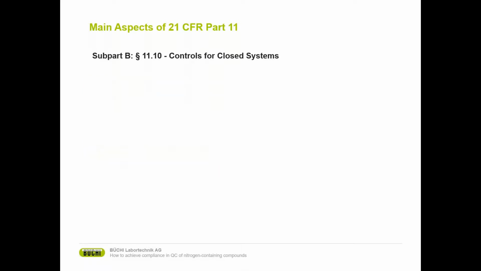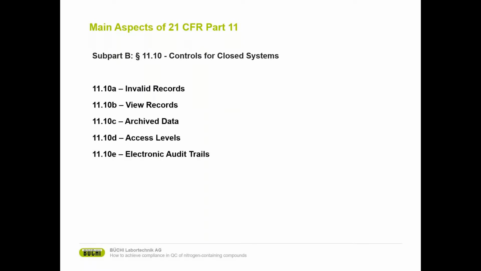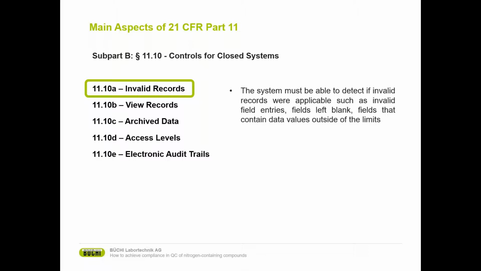And let's have a look at subpart B, 11.10. This section is about controls for closed systems. And first of all, the invalid records, which is a good start to begin with. The system must be able to detect if invalid records were applicable, such as invalid field entries, fields left blank, fields that contain data values outside of the limits. Also, the system must be able to detect if the record was altered since its last approval.